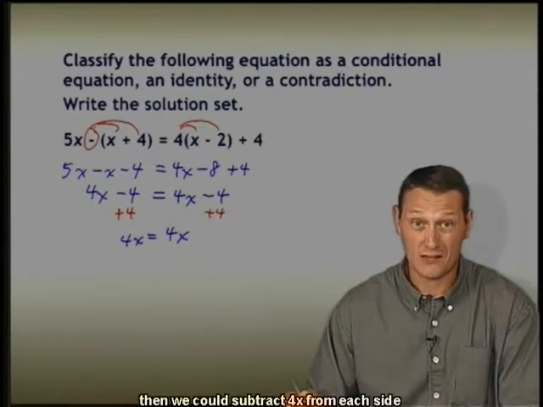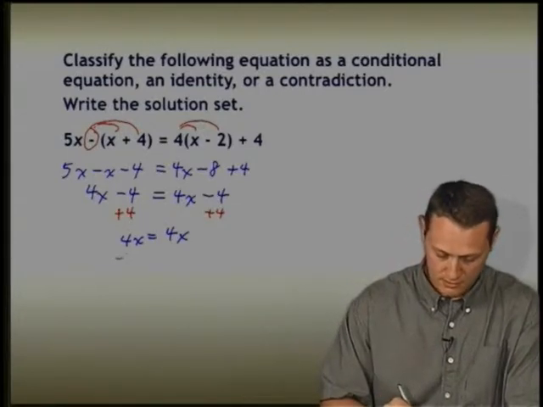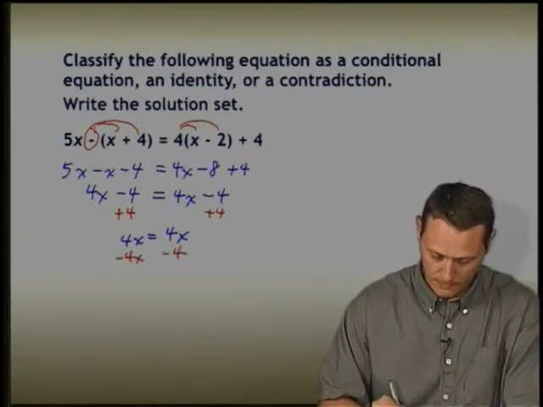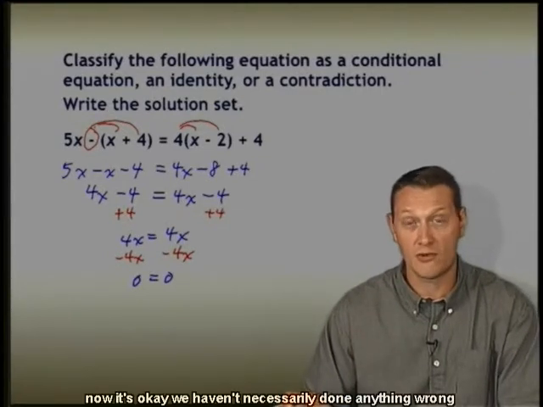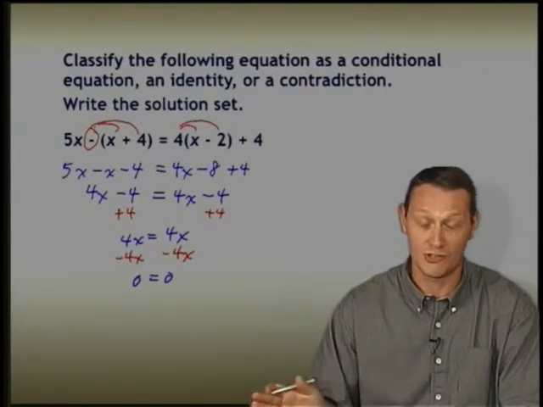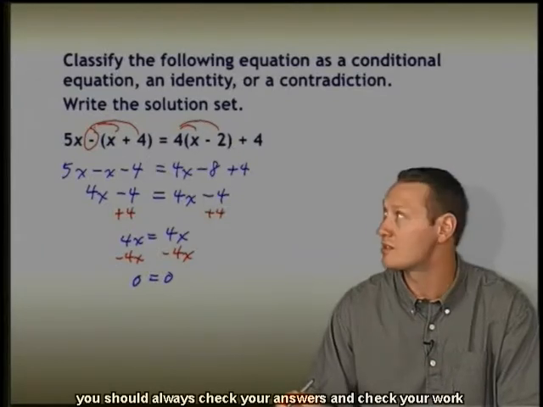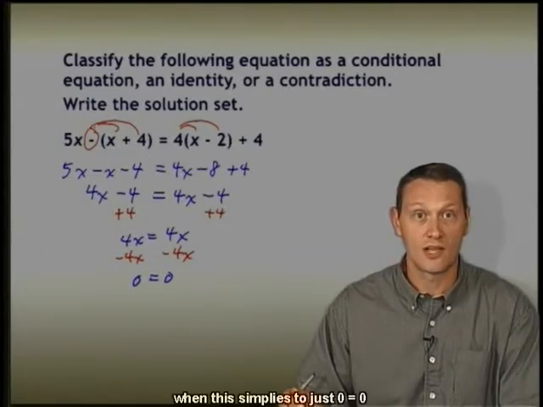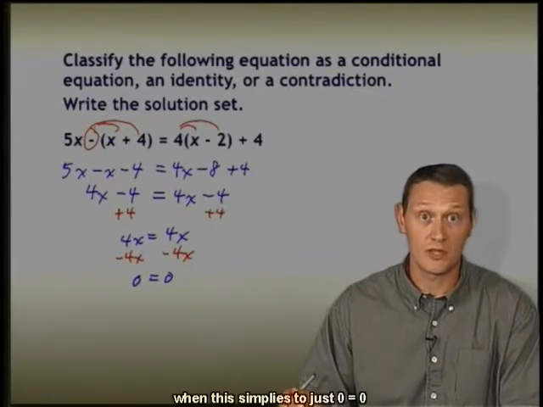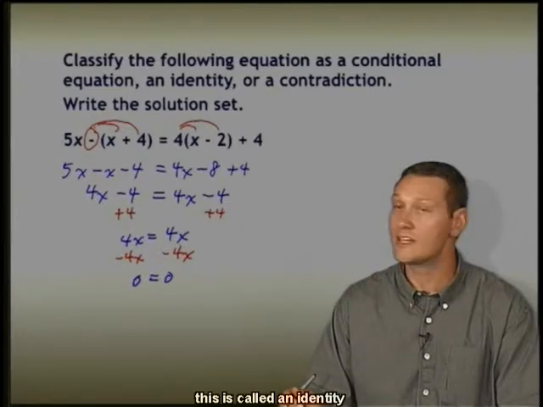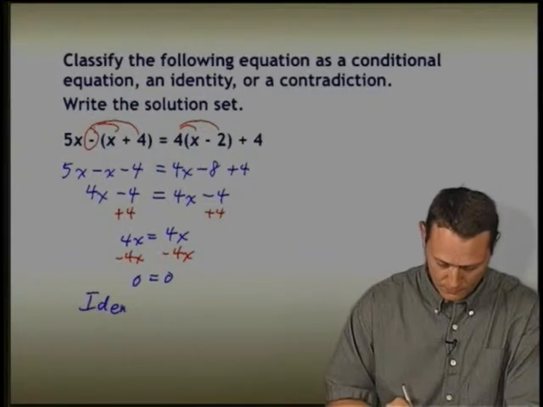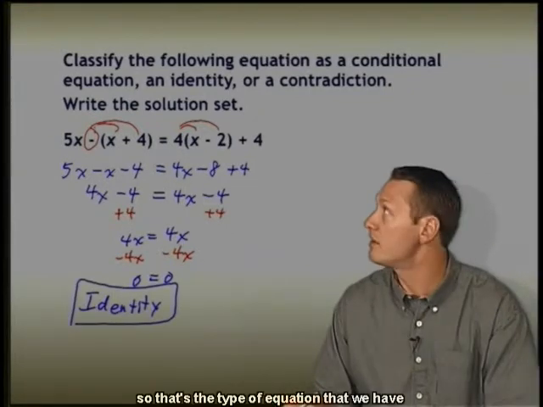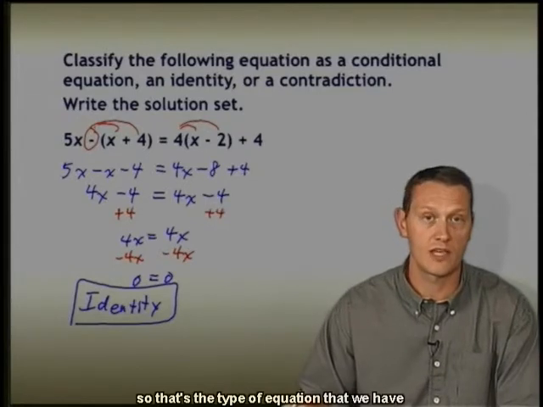Then we could subtract 4x from each side. And what we get is 0 equals 0. Now it's okay. We haven't necessarily done anything wrong. You should always check your answers and check your work. But in this case, when this simplifies to just 0 equals 0, this is called an identity. So we'll write that down. So that's the type of equation that we have.